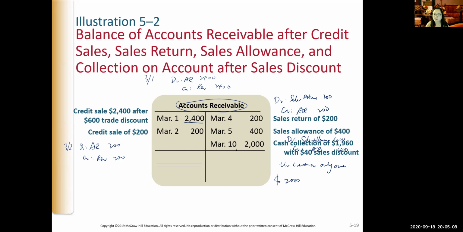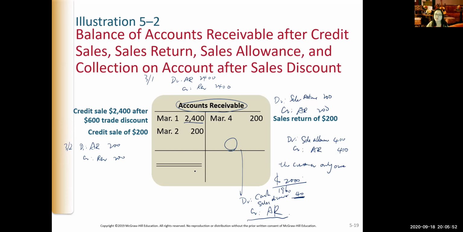At the same time, March 10th, the customer paid in cash. At the same time, remember the cash, right? But there's a sales discount of 2% for paying within the month, right? So 1960, and credit accounts receivable, right? But accounts receivable doesn't really need to take care of this $40 at all, right? Accounts receivable is just going to be credited out on the day of the cash payment, right? So hence accounts receivable is 0.